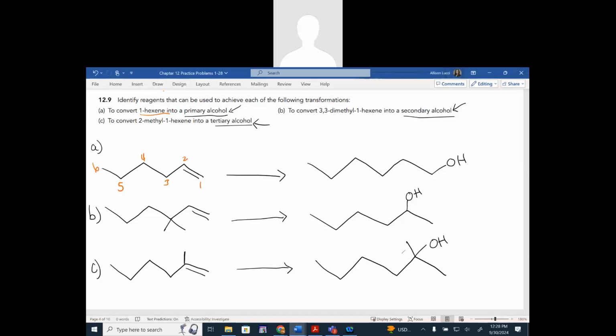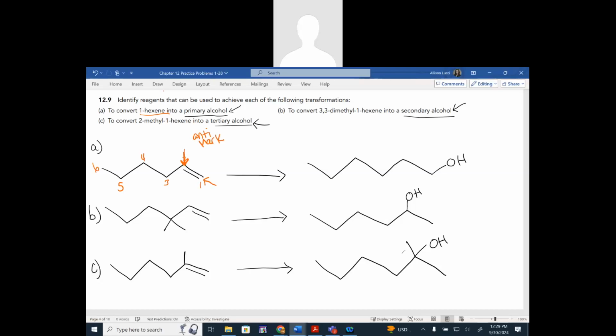So we know that we would need to have reagents that would generate an anti-Markovnikov addition, because Markovnikov addition will give us a secondary alcohol at that site there. But we want our hydroxyl group over here. So we need anti-Markovnikov addition.